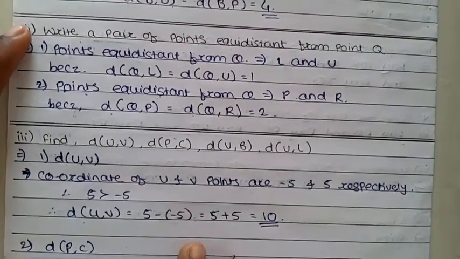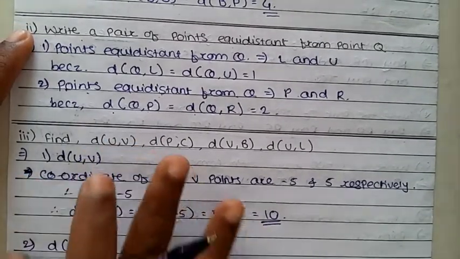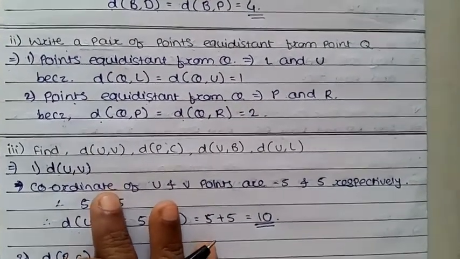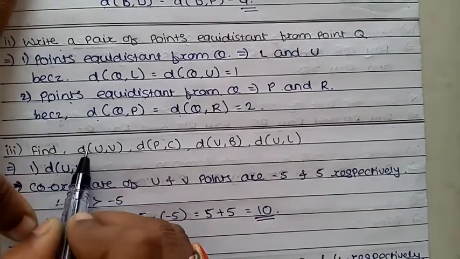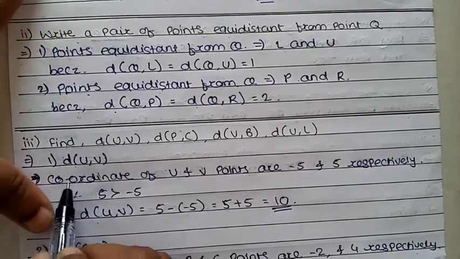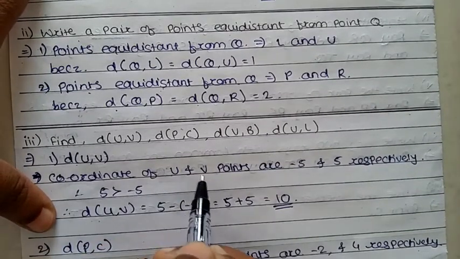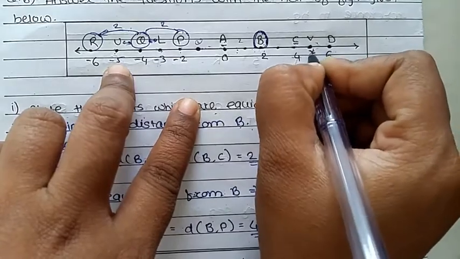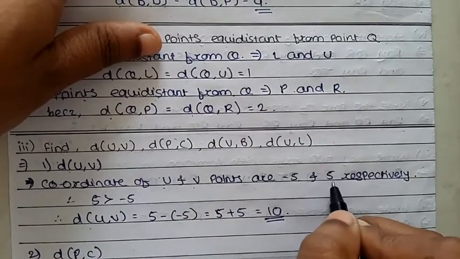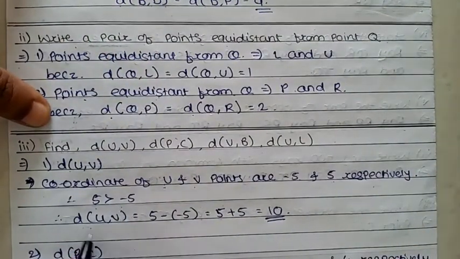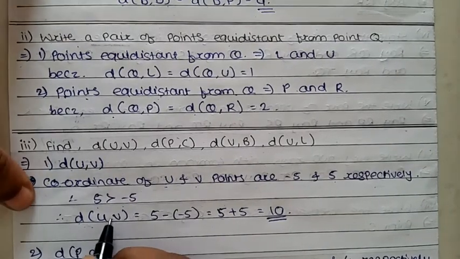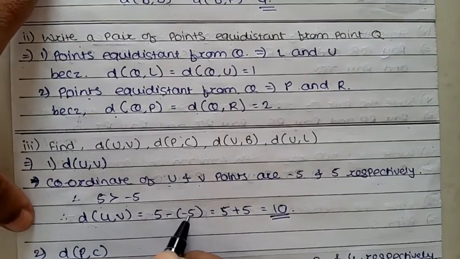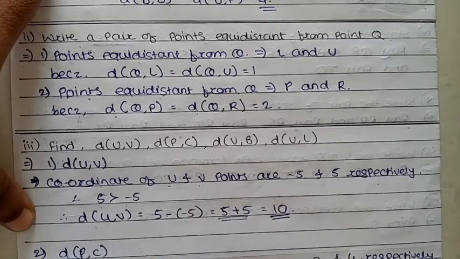Okay, now next question number 3. This is a very simple question. We have to solve many problems based on this type of question. That is distance. We have to find the distance of U and V. So first of all, collect the coordinates of points U and V. What are the coordinates here? U is -5, and V is 5. So we have -5 and 5 respectively. Therefore 5 is greater than -5. Therefore we can say that the distance between UV is equal to 5 minus -5. That means 5 plus 5 is equal to 10.